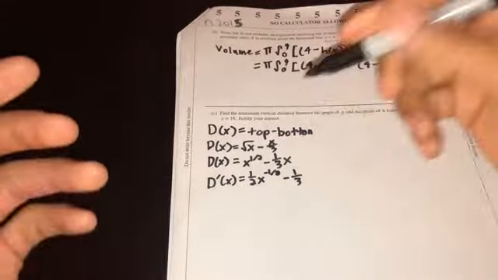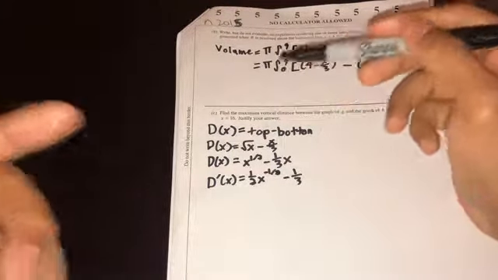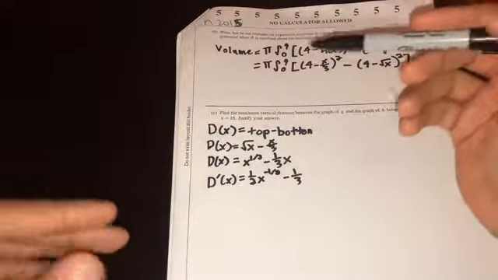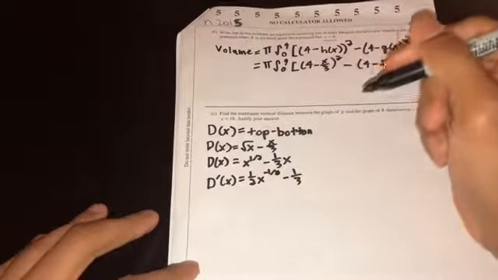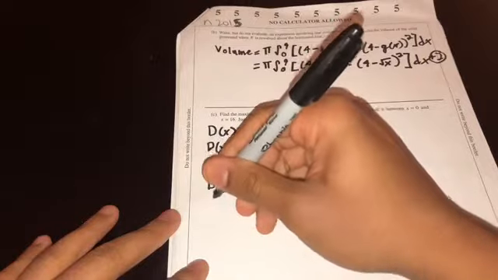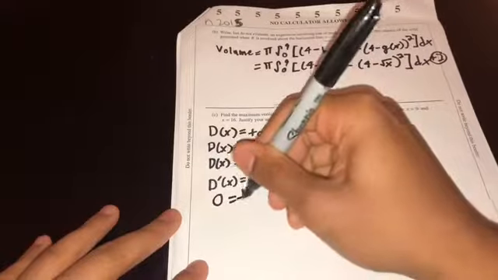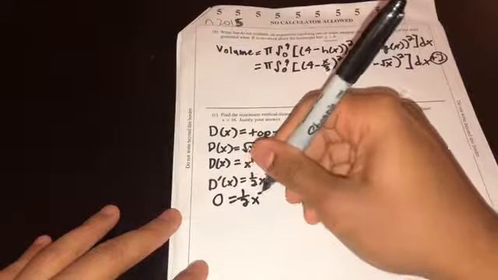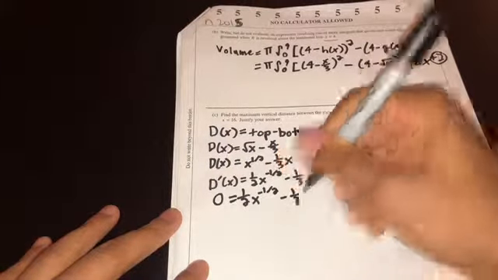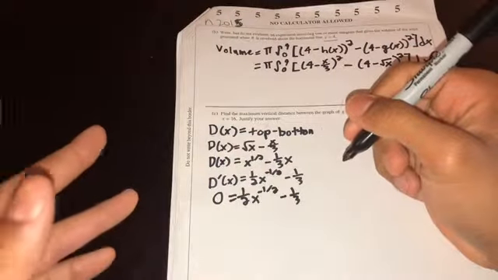Now we need to find the value of x, because we already have 0, we already have 16, but we need a number in between to help us get our third number. So we're gonna plug 0 in for dx. We're gonna set 0 equals 1/2 x to the negative 1/2 power minus 1 over 3. And then you're gonna solve this for x.